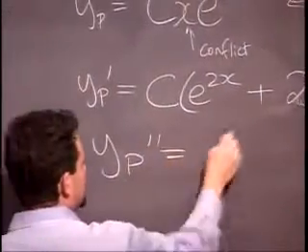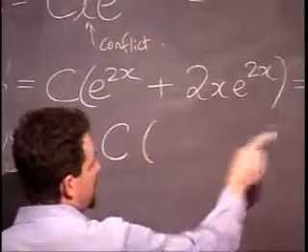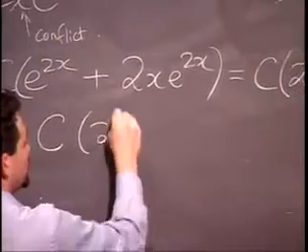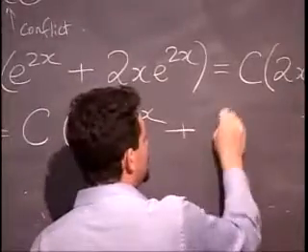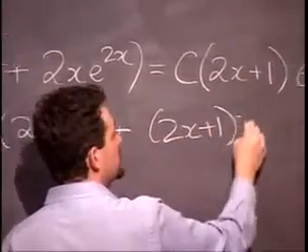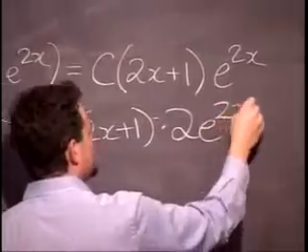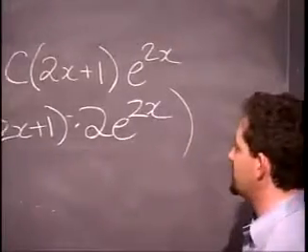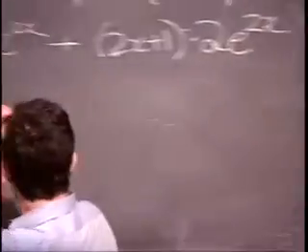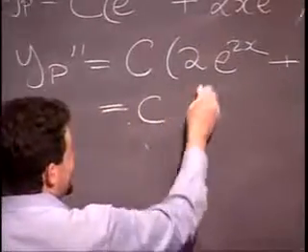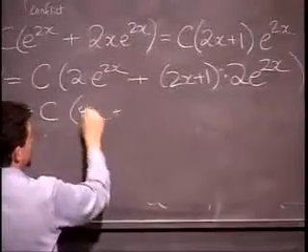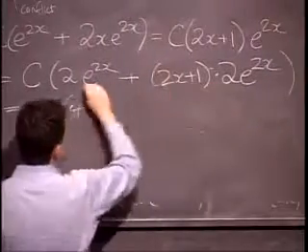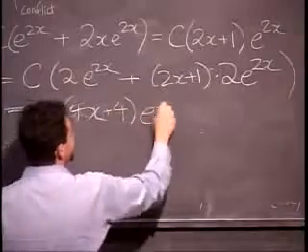And now I have to differentiate again. So this is c times, I'm going to have v du dx, which is just 2 e to the 2x, plus (2x plus 1), that's u, times dv dx, which is 2e to the 2x. And so this works out as c outside of 2x plus 4x plus 2 plus 2. So (4x plus 4) e to the 2x.